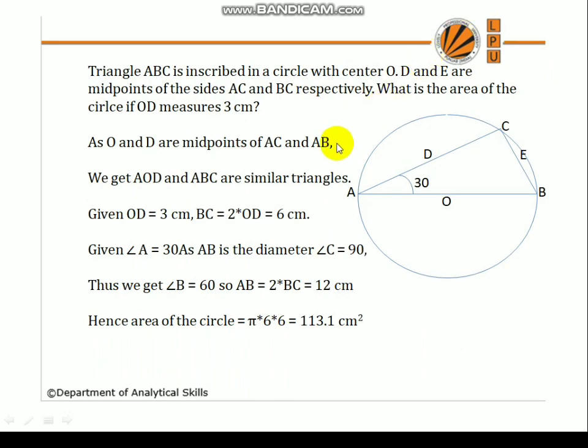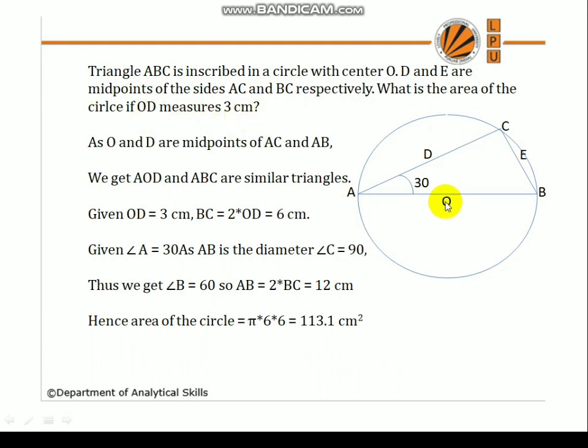The next problem. Now the triangle is inscribed in a circle and the problem is based on a circle with a triangle. The triangle ABC is inscribed in a circle with center O. D and E are midpoints of the sides AC and BC respectively. Look at the side, AC is here and this is a midpoint. And BC is here and this E is the midpoint of BC. Now the question is, what is the area of the circle if OD measures 3 centimeter?